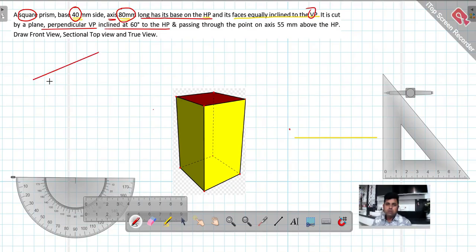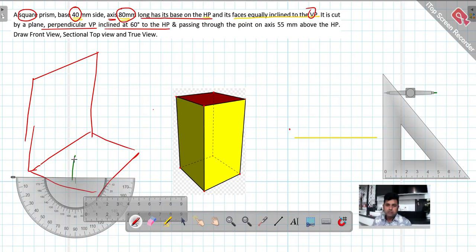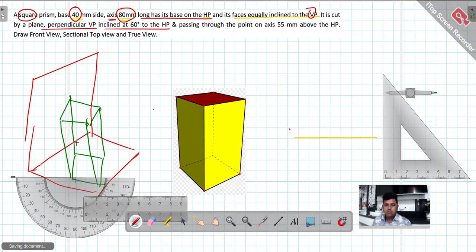What I know is that this is the vertical plane and this is the horizontal plane. Just now we have seen that these two faces are equally inclined to the vertical plane. So therefore, how it will look in three dimensions is like this. Okay. So they are saying that this particular square prism, if we see from the top, this is our x-axis. If we see from the top, this will look like this.